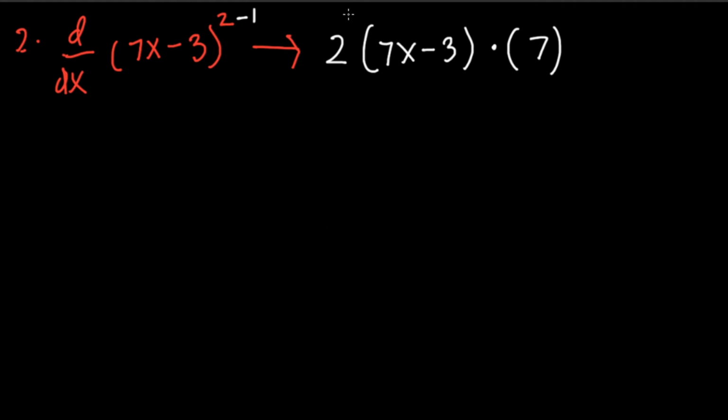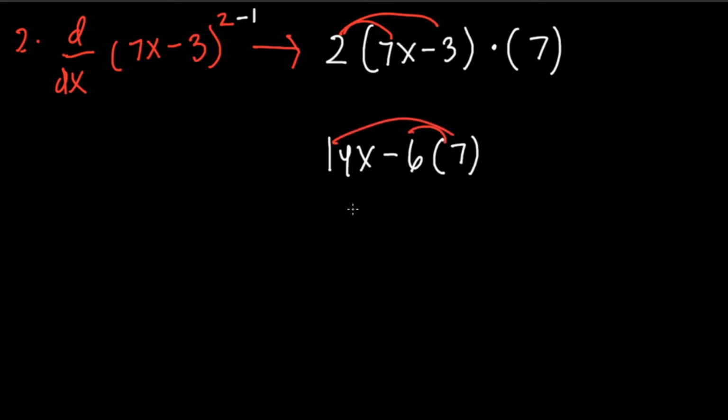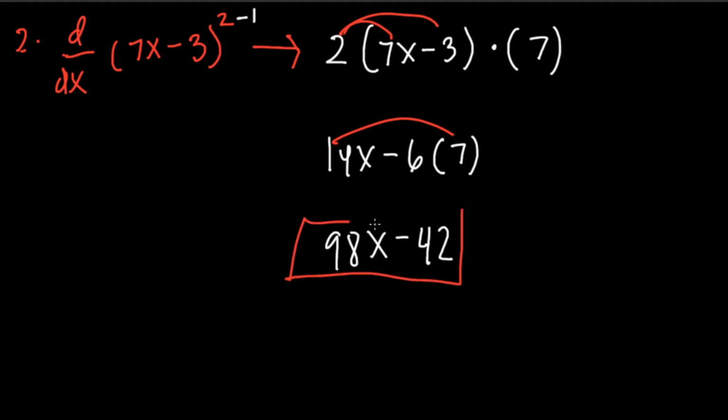And then, algebra. 2 times 7x and then 2 times negative 3. 2 times 7x is 14x minus 6. Okay? Times 7. So, times ulit. 7 times 14 is 98. X minus 6 times 7 is 42. So, ayan. Example number 2, tapos na.